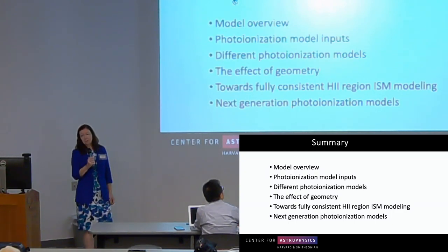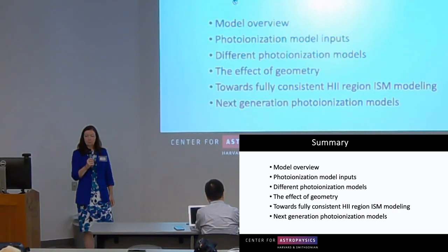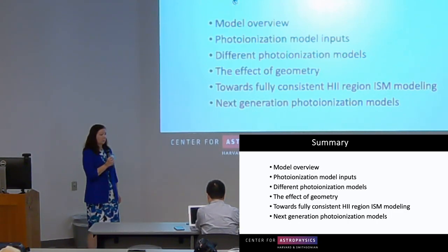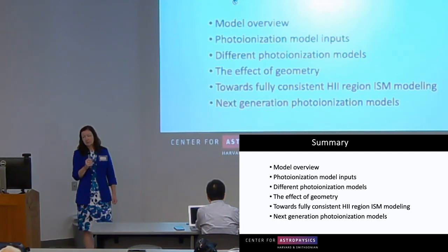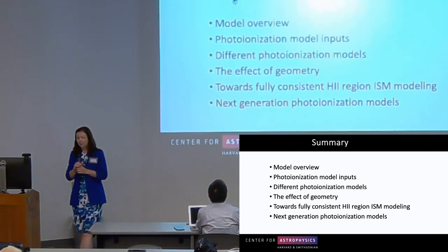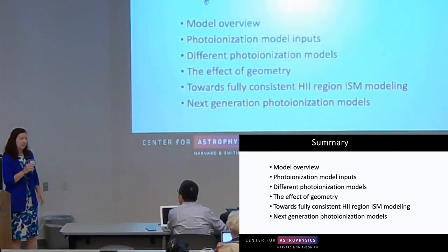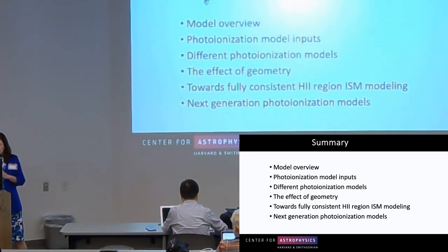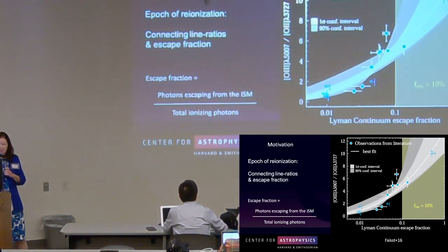So geometry is critically important, as we now know, using IFU data of H2 regions. We can't ignore geometry. And so I'm going to then show you our work towards a fully self-consistent H2 region modeling, and then talk about the next generation photoionization models and some of their impacts that we're going to see in terms of our diagnostics and also our capability to model galaxies across cosmic time.